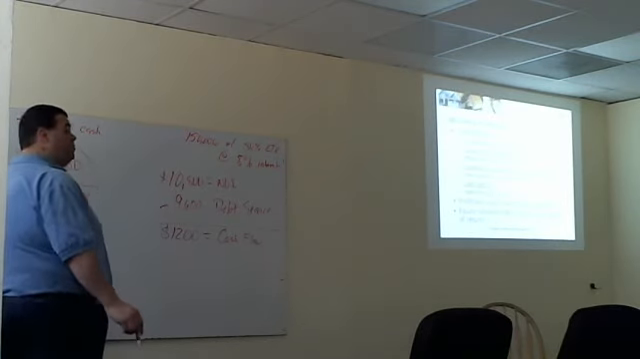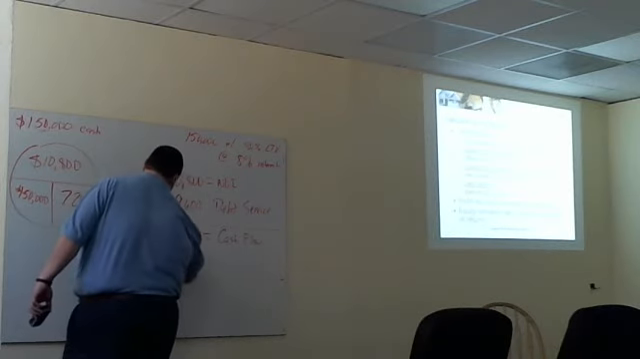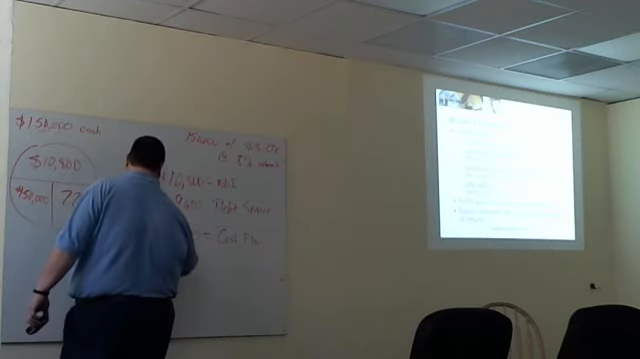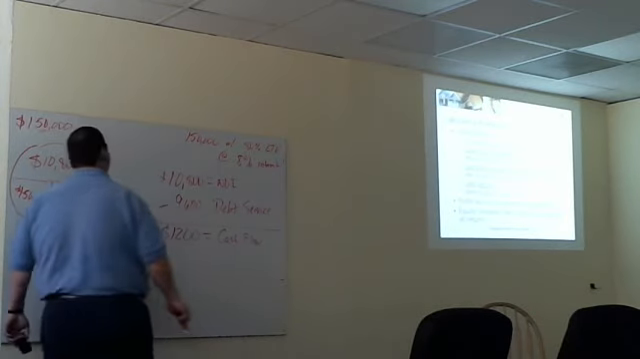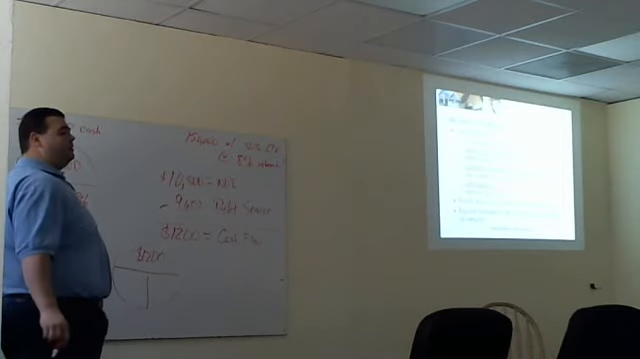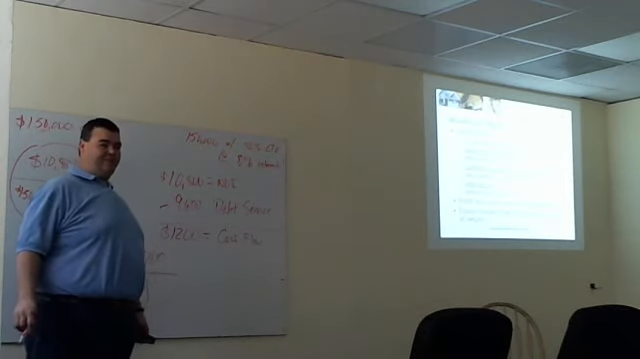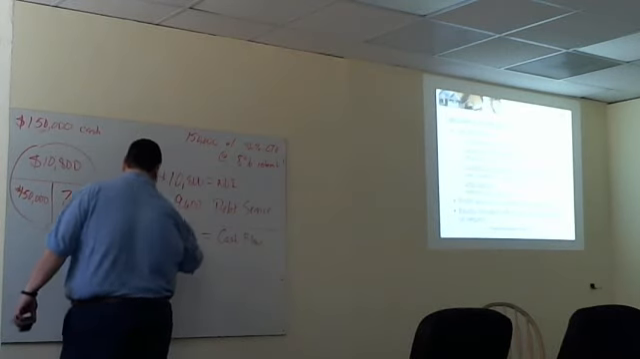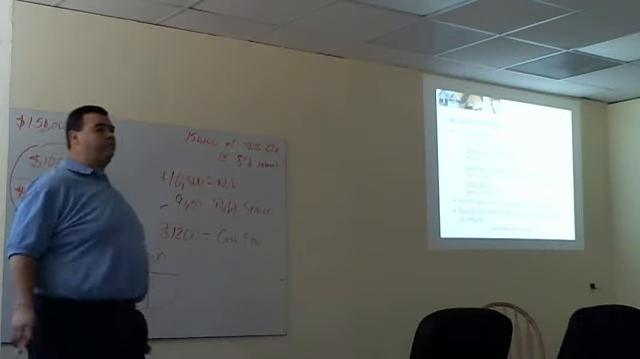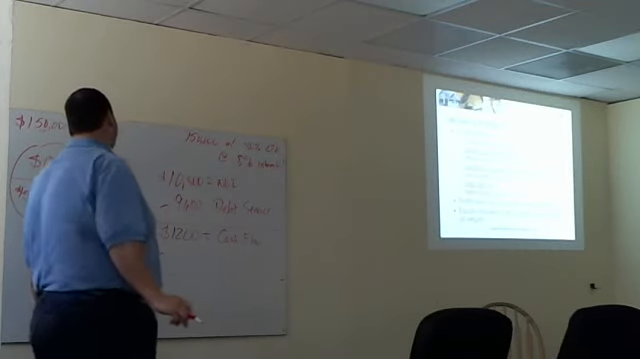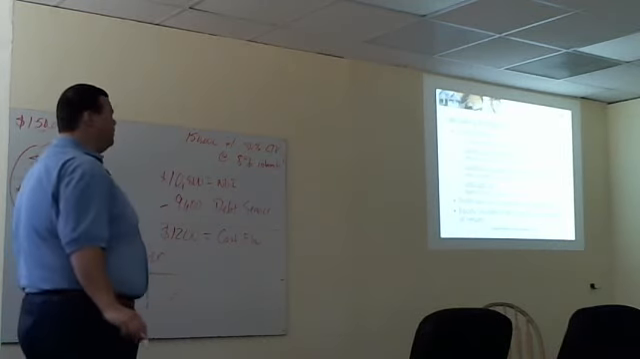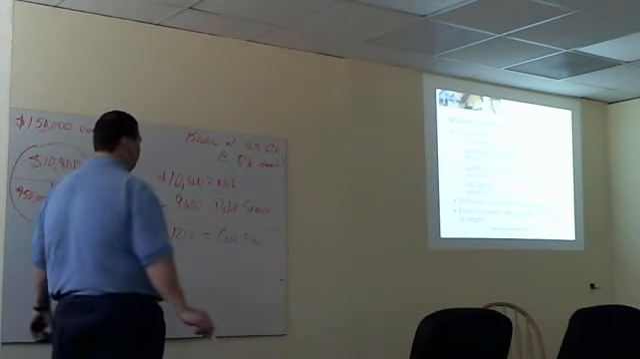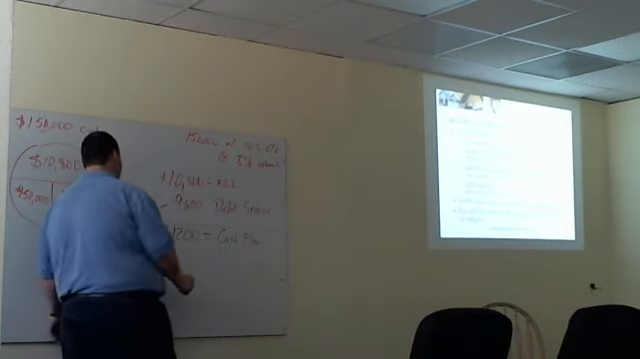Now, T-bar time. Profit's $1,200. What's my original investment though? $30,000. Give me a rate of return. 4%.